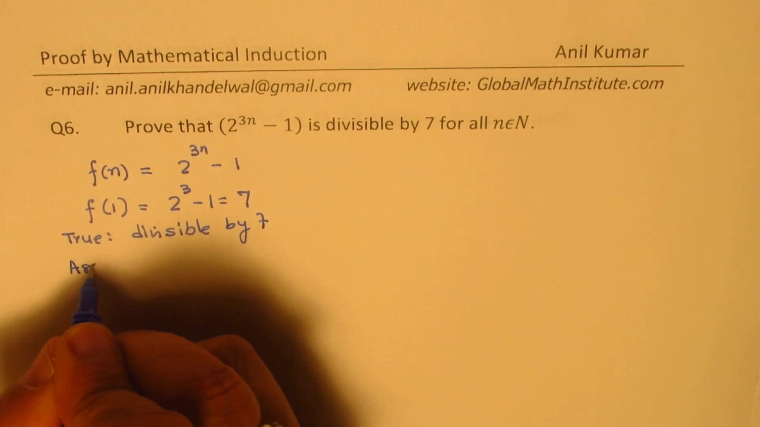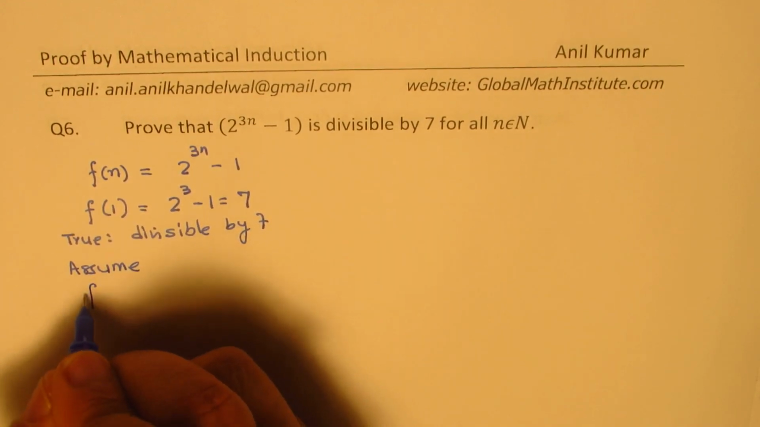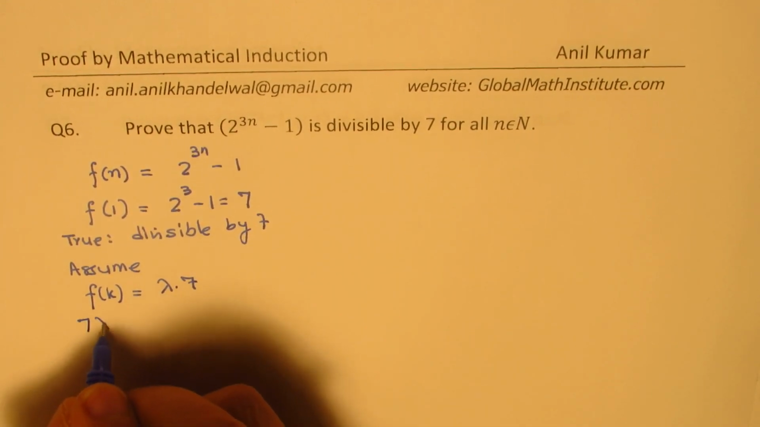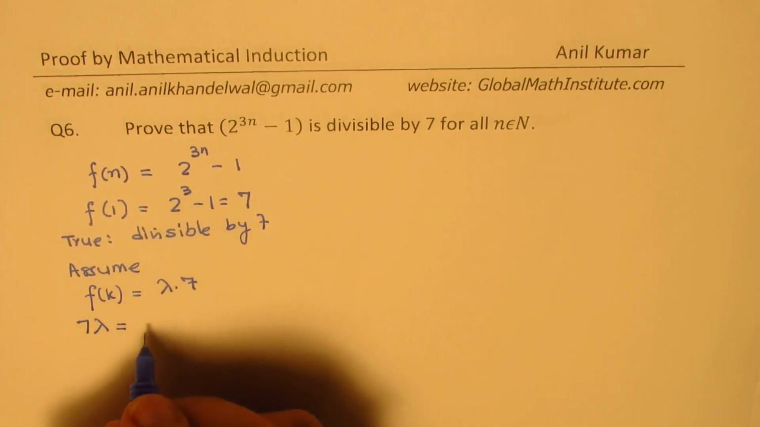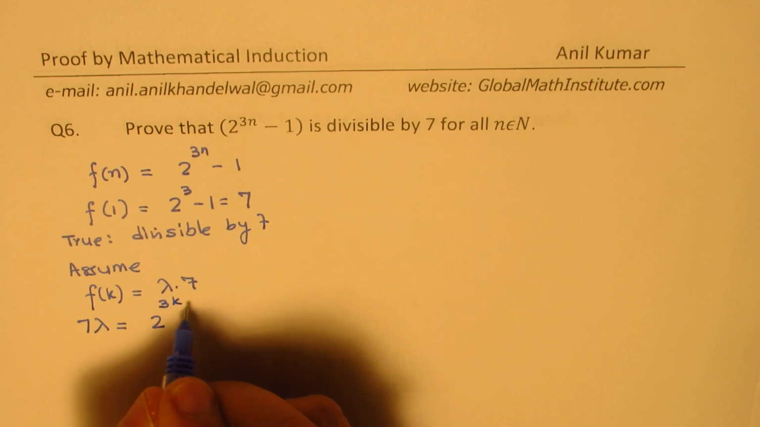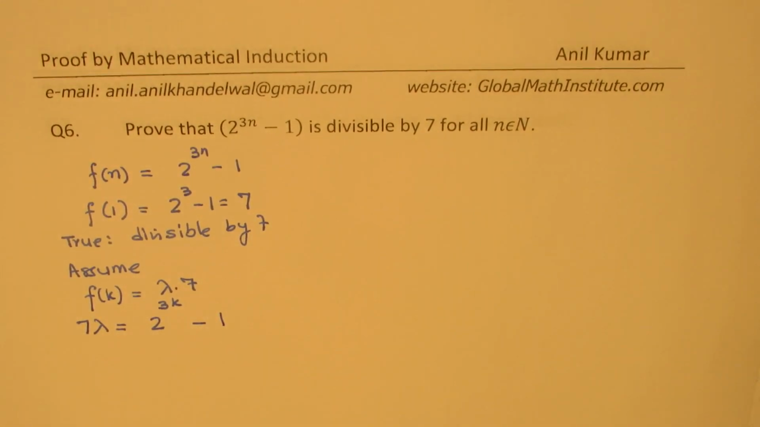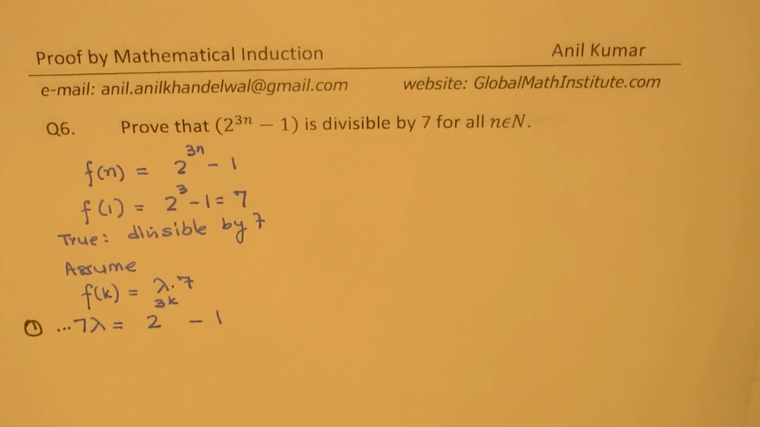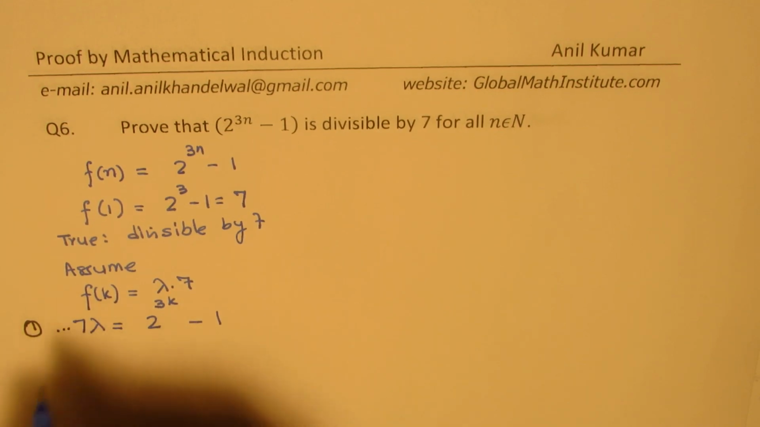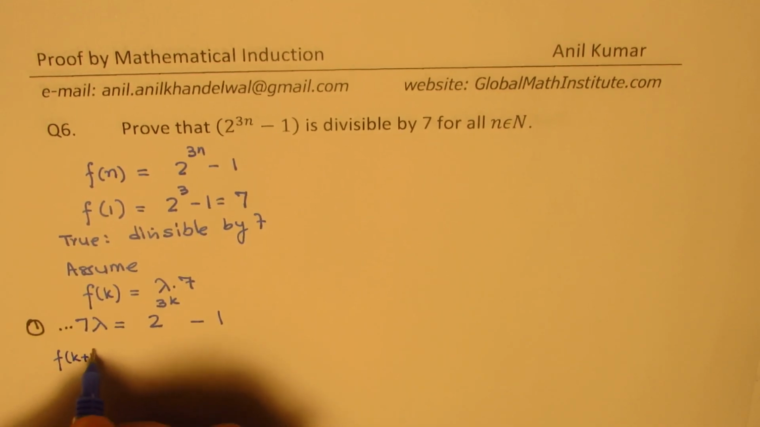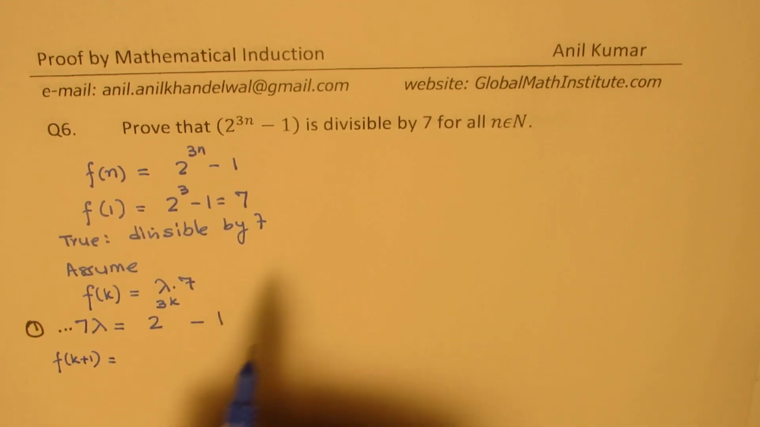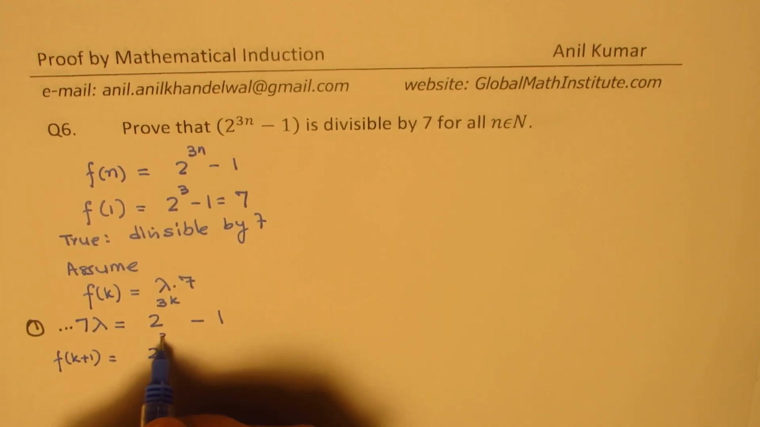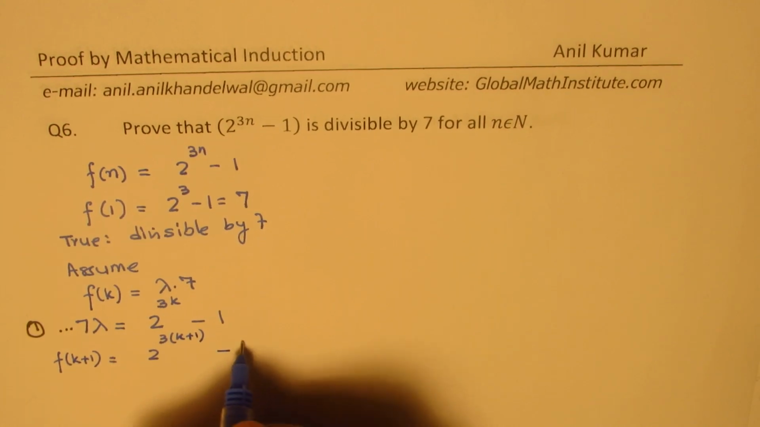So we'll assume that f of k is also divisible, so it is lambda times 7. So we'll write 7 lambda as equal to, writing k here, we get 2 to the power of 3k minus 1, correct? And we'll call this as our equation number 1. What we need to do now is to prove that f of k plus 1 is also divisible by 7, right? So if I replace n by k plus 1, we get 2 to the power of 3 times k plus 1 minus 1. Clear?